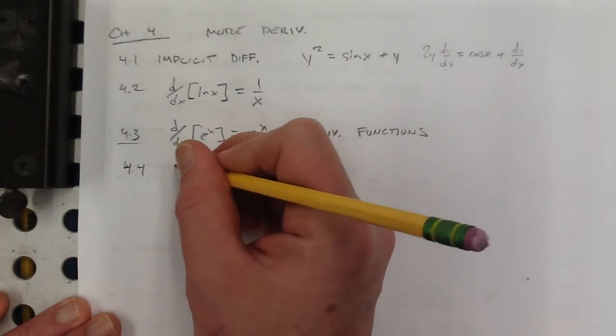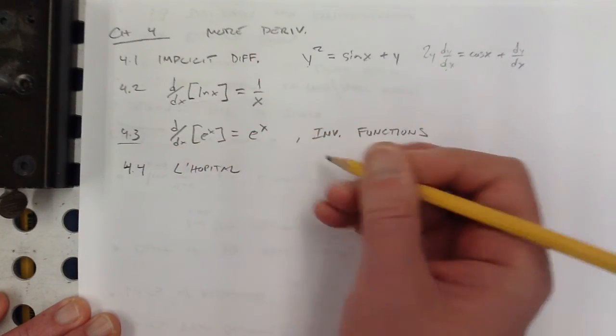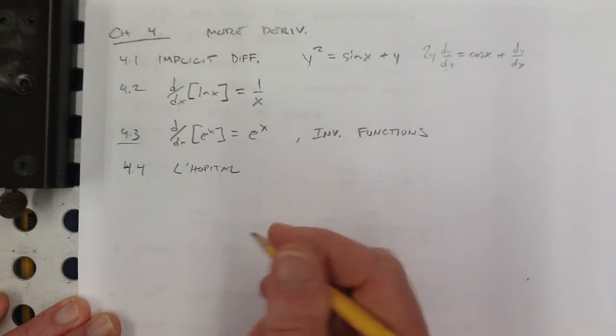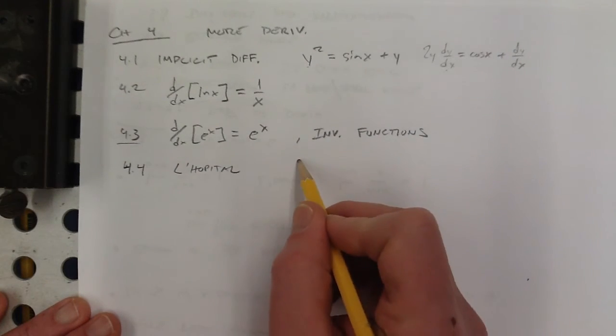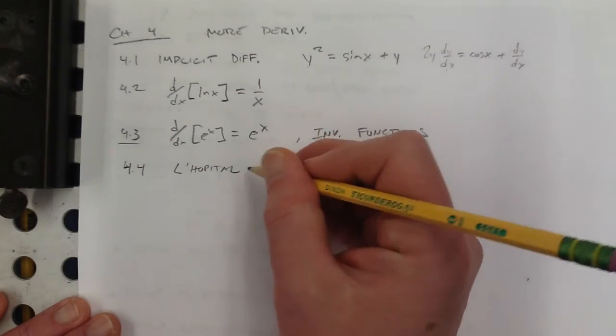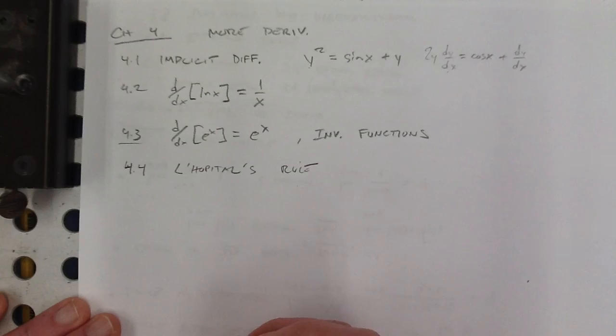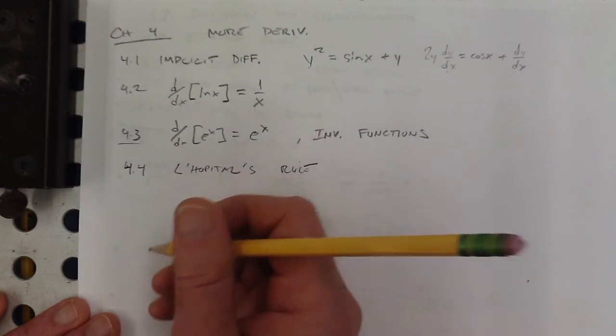4.4 was L'Hopital's rule. Pretty cool. Easy way to evaluate limits. If you got a 0 over 0 or infinity over infinity, you can just take the derivative of the top and the bottom of your limit and then try again. And that was a pretty short chapter, only 4 sections.